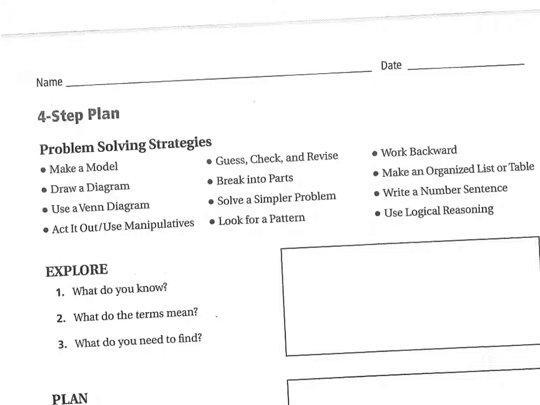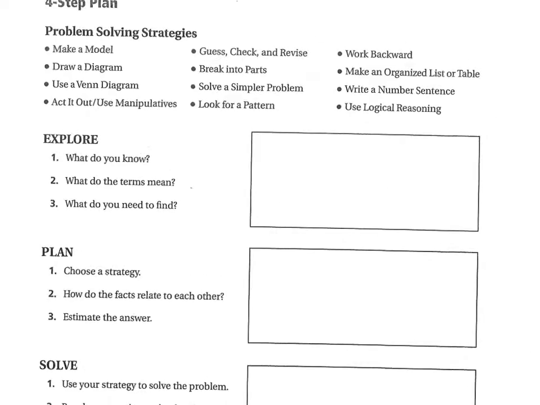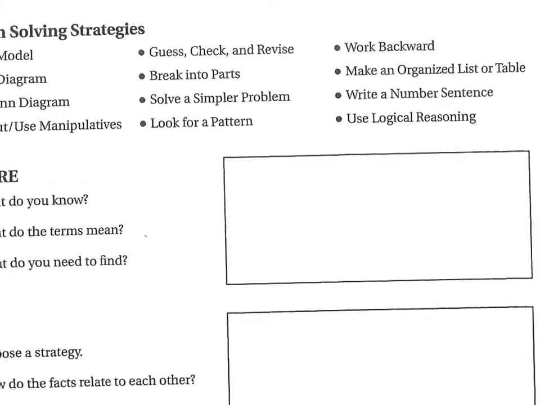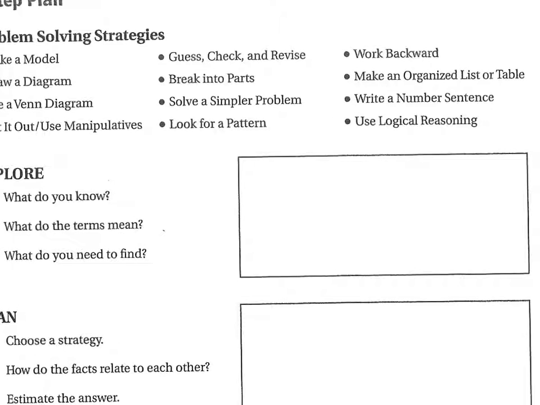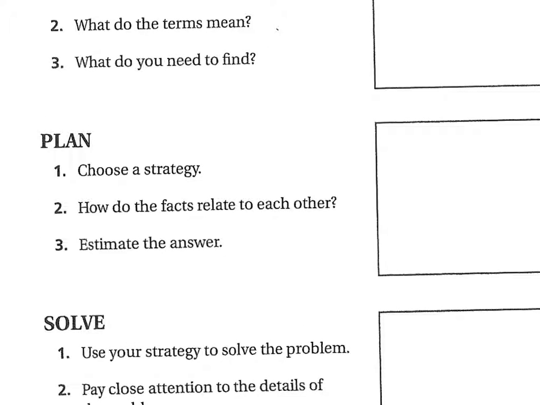Alright, so my next step is to make a plan, and I make a plan by choosing a strategy. I look up here, and I am going to break my problem into parts, different parts, and then I'm going to make an organized list or table. Okay, so I've chosen my plan, and I need to remember, how do the facts relate to each other? Well, he's making money and he's spending money, so those are opposites.